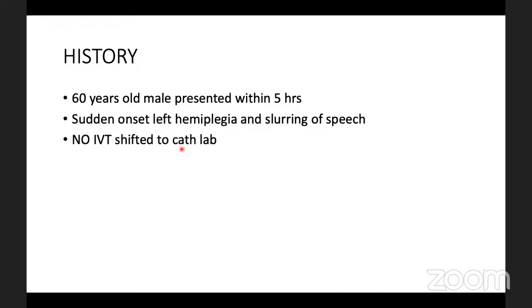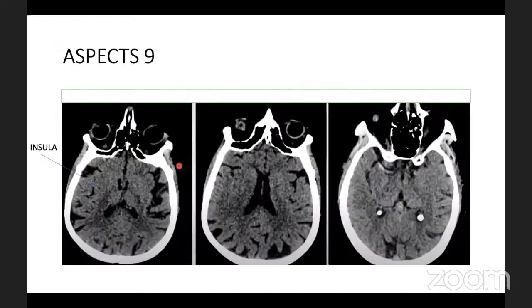So we'll see the images. A CT scan was done to rule out bleed. Then CT-based ASPECT scoring is done at the ganglionic level. This is the ganglionic level, and this is the supraganglionic level.